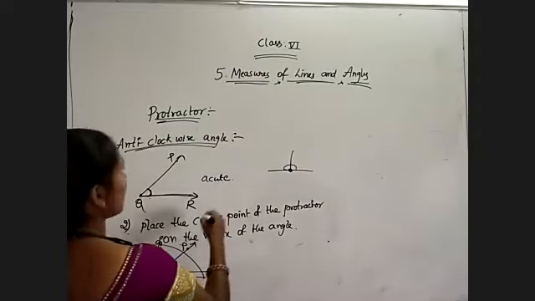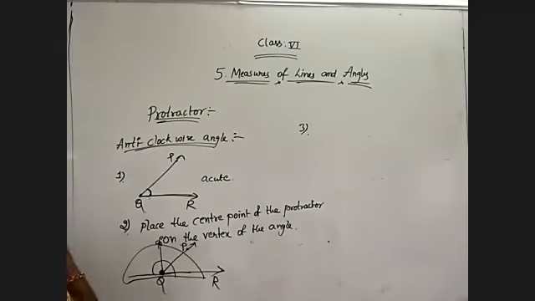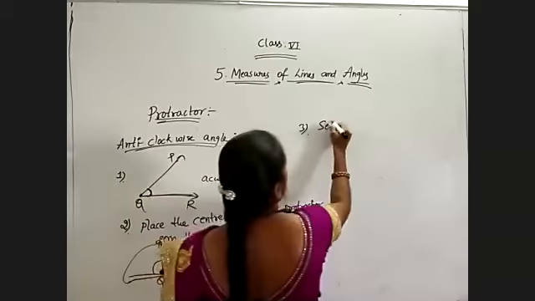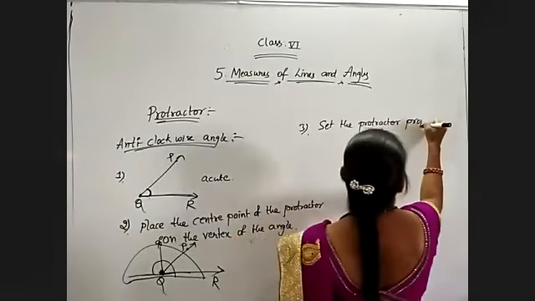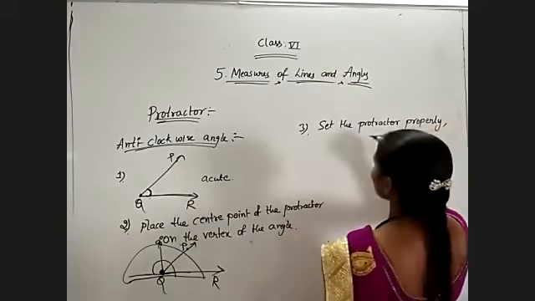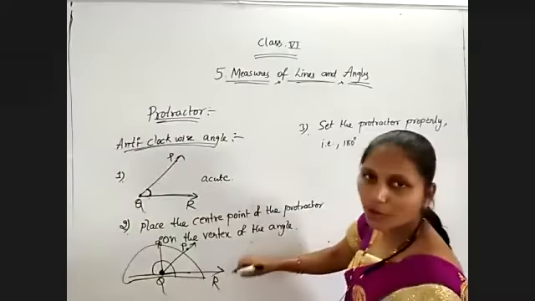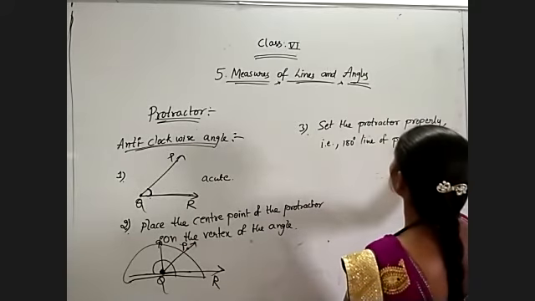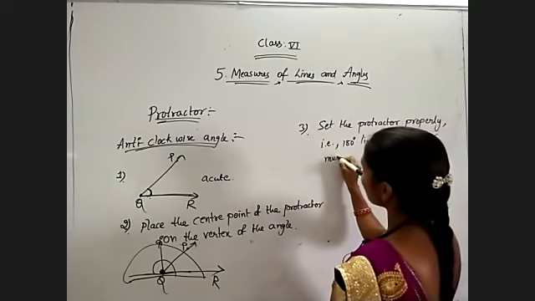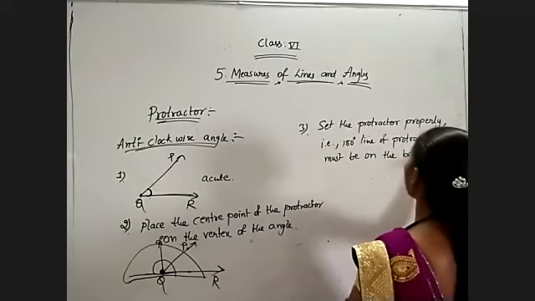Okay. Now third point. Set the protractor properly. That means the 180 degrees line of the protractor must be on the base arm, the base arm of the angle.